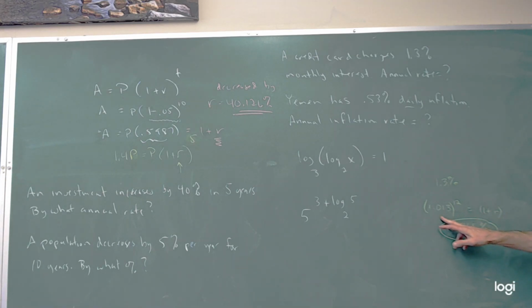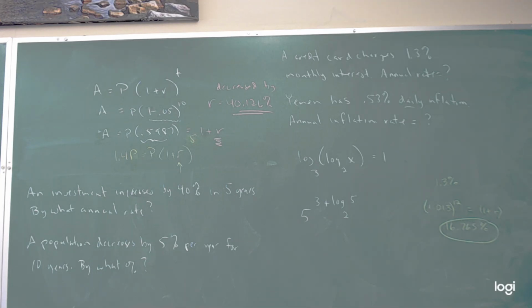So 1.013 raised to the 12, that's how many times it's going to get compounded over an entire year, 12 months. And then we're going to subtract the 1 because we want the percent it increased over that entire 12 months, that year. And then when you make it into a percent, it's going to be the 16.765%.